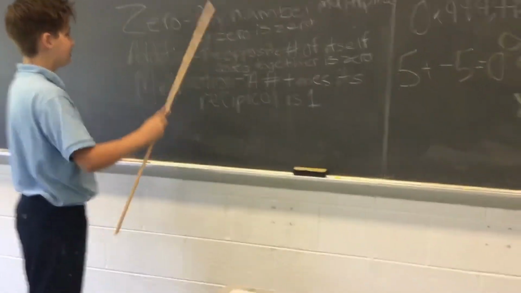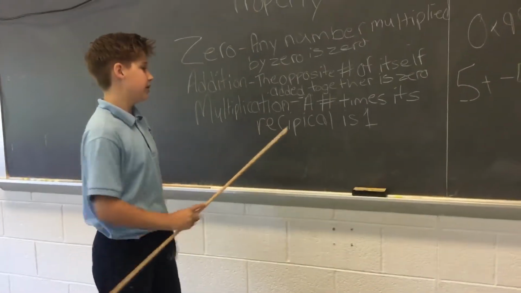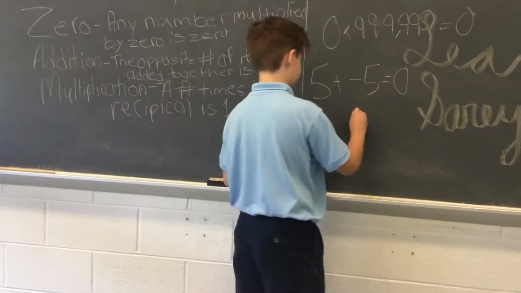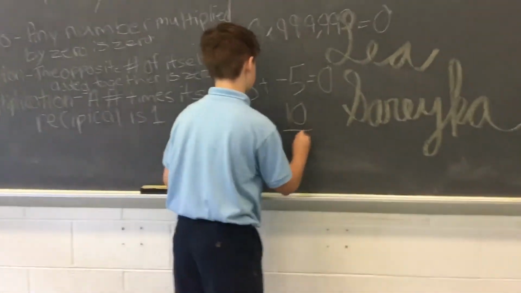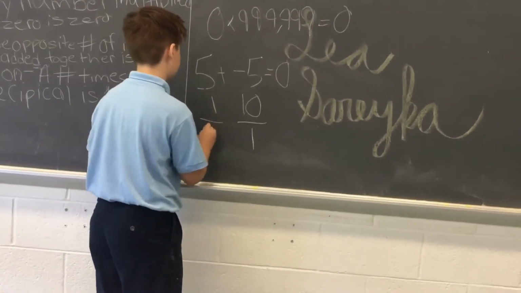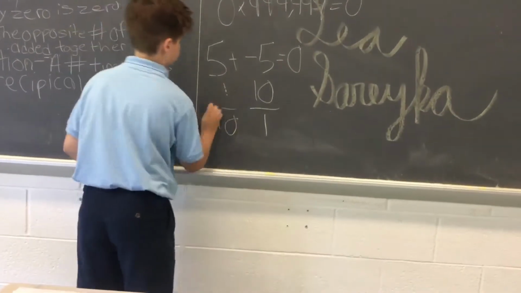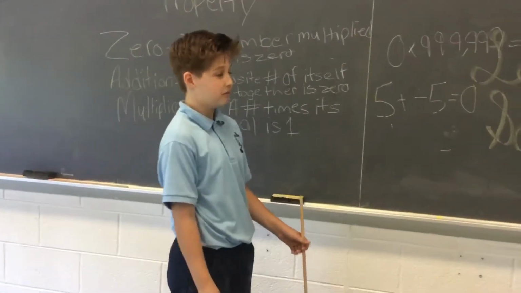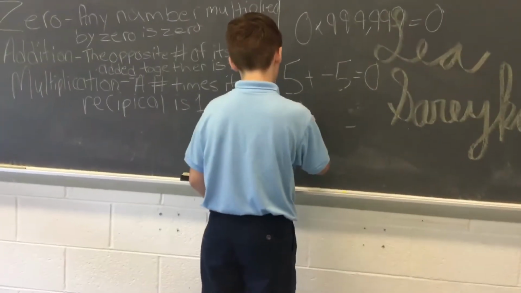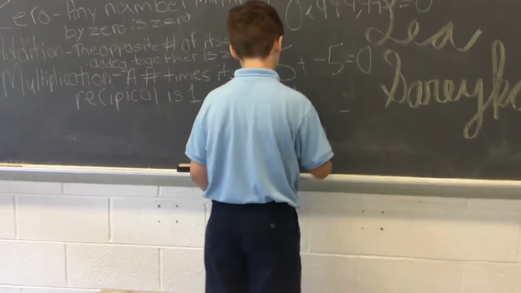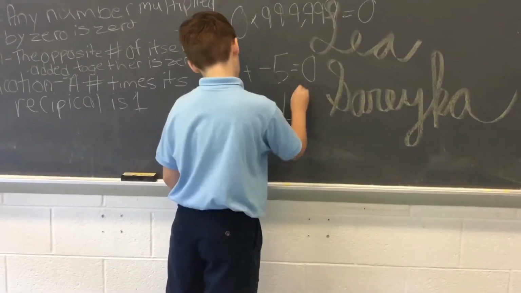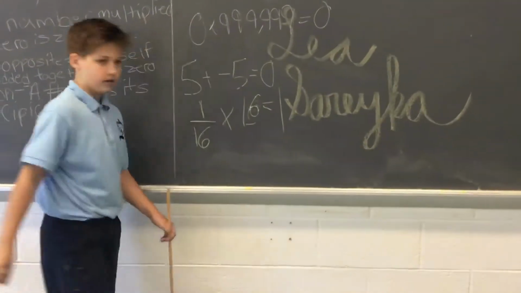And the inverse property of multiplication is a number times its reciprocal is 1. So first of all, a reciprocal, if this is equal to 10, the reciprocal would be 1/10. So the inverse property of multiplication would be 1/16 times 16 equals 1. And that is the inverse property.